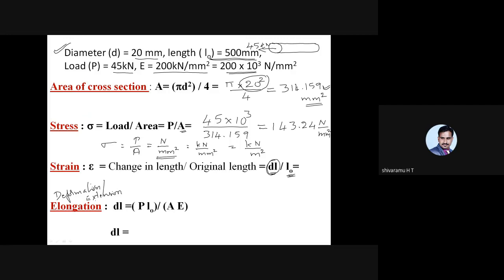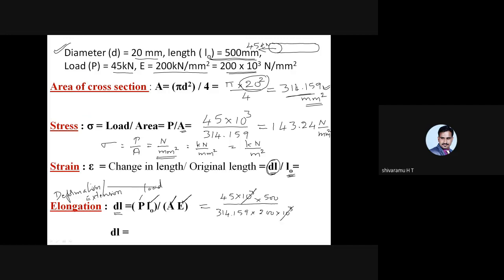So how to compute the deformation: dl is equal to p l naught divided by a e. Here p is the load, l naught is the original length, A is the area of the cross section, and E is the Young's modulus. L naught is given in the question, Young's modulus for the steel is given, and the area we already computed is 314.159 millimeter square. So we substitute load 45 into 10 power 3, l naught 500 millimeter, over area 314.159, and Young's modulus 200 into 10 power 3.